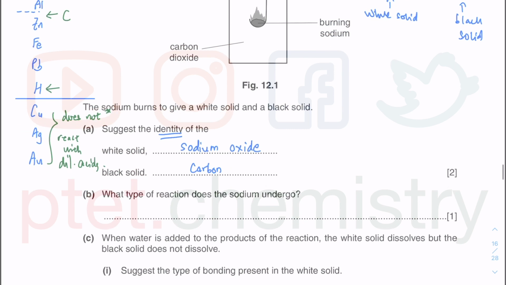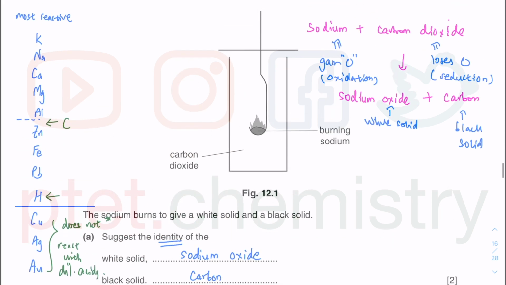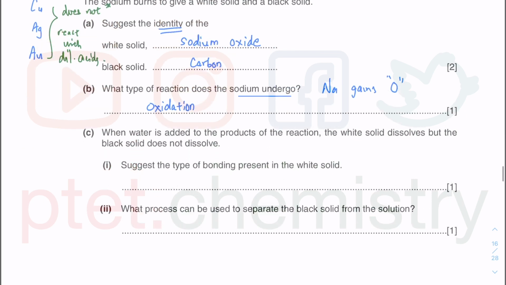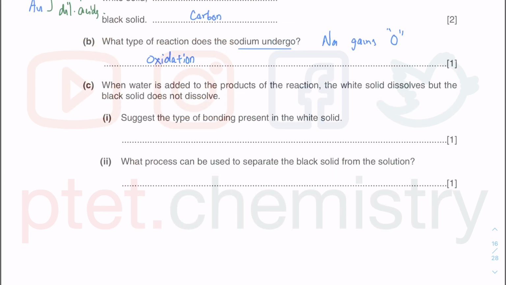So what type of reaction does the sodium undergo? They are looking for the sodium. Sodium goes from sodium to sodium oxide. It gains oxygen. So when the sodium gains oxygen, we say there's oxidation there. So what type of reaction? That is your oxidation reaction, because the sodium gains oxygen. The sodium steals away the oxygen from the carbon dioxide.